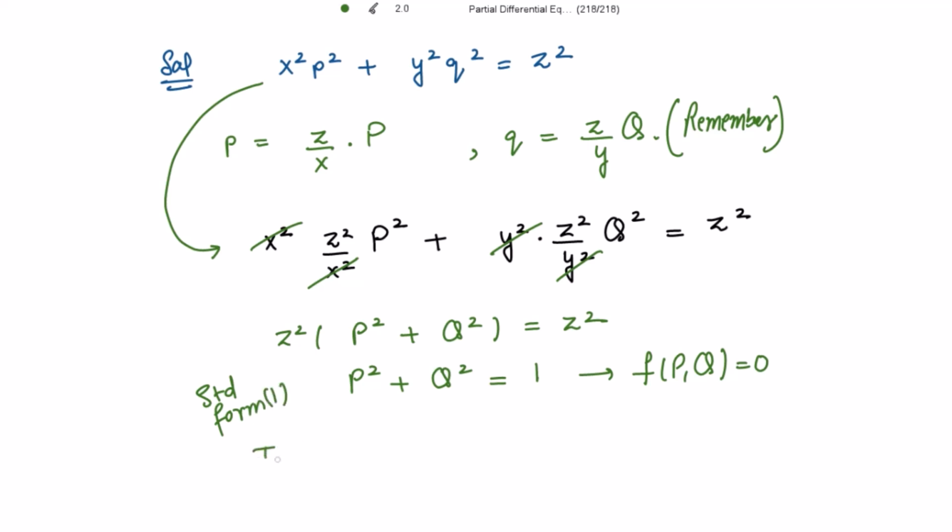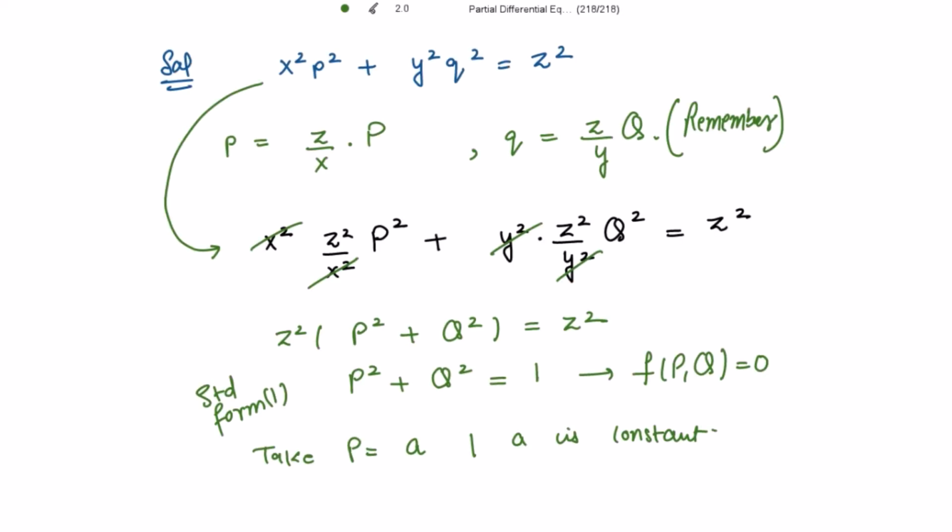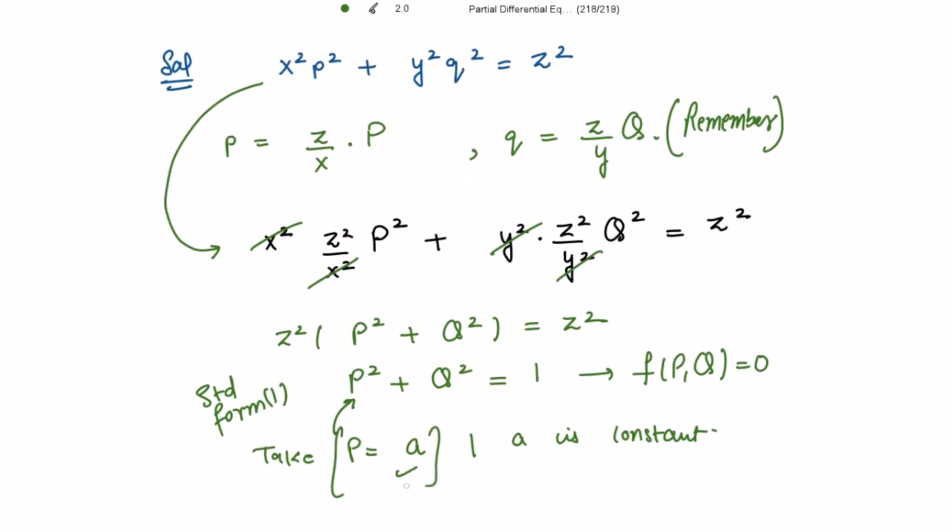we always take capital P to be equal to the constant a. A is a constant. So putting this constant in the given equation, we get a square plus Q square equal to 1. From here I get Q square equal to 1 minus a square, and capital Q will be the square root of 1 minus a square. So I got the value of Q, I also get the value of P, right?